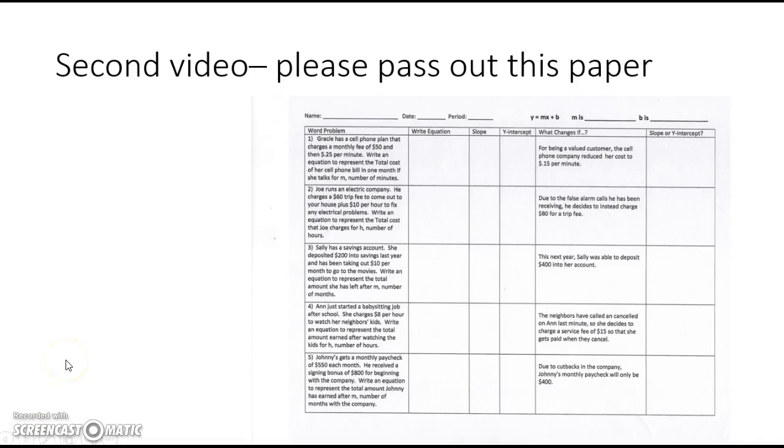Okay, so now that you've finished with the yellow paper and you have turned it in, we're going to go to this paper. This paper is also on our desk, so if we could pause the video, pass it out. Once you get your paper, put your name on it. All right, here we go.